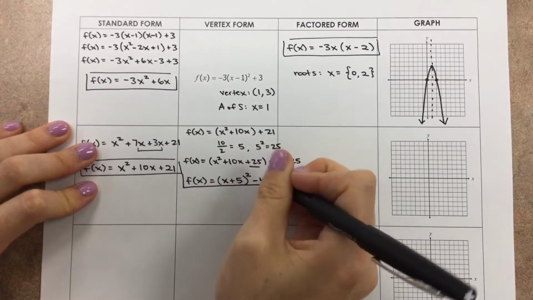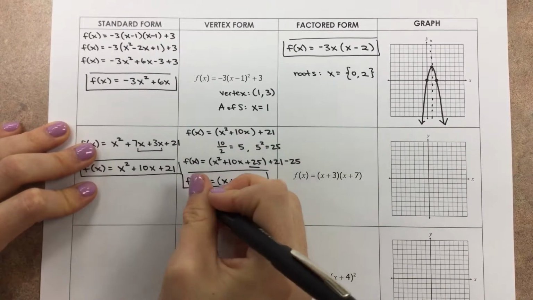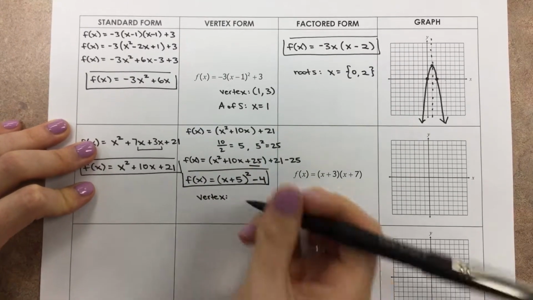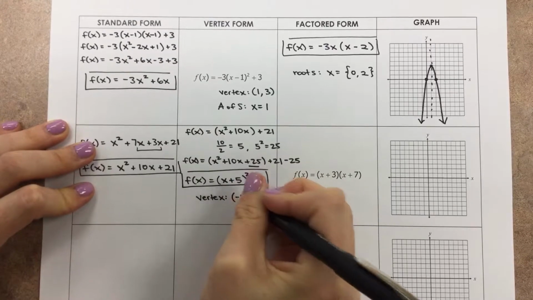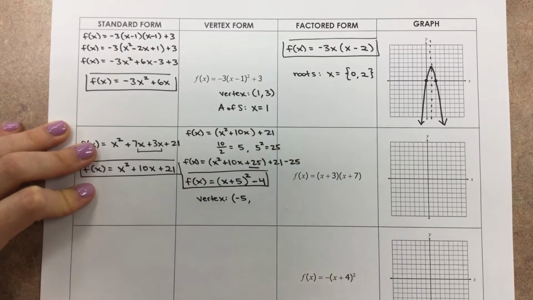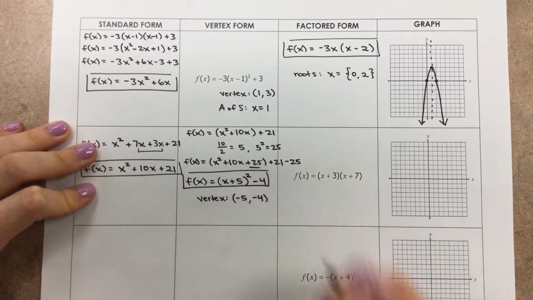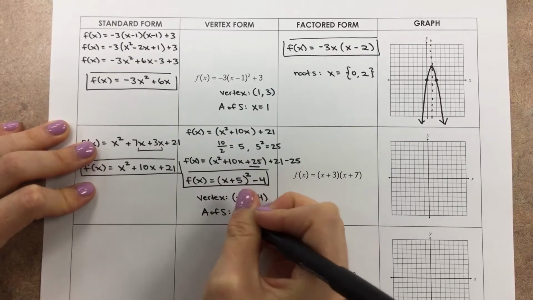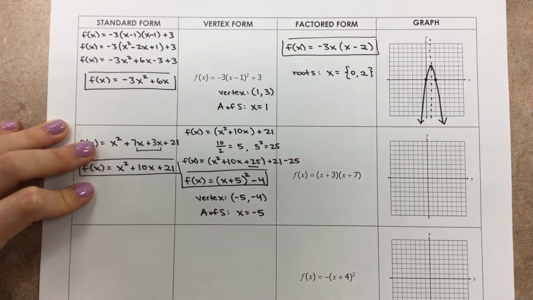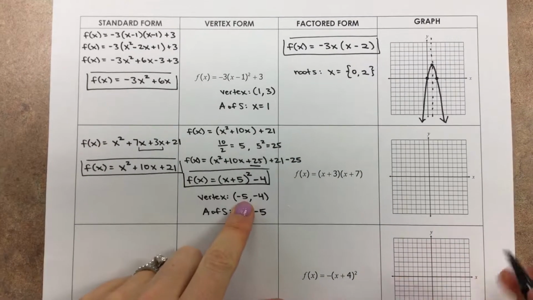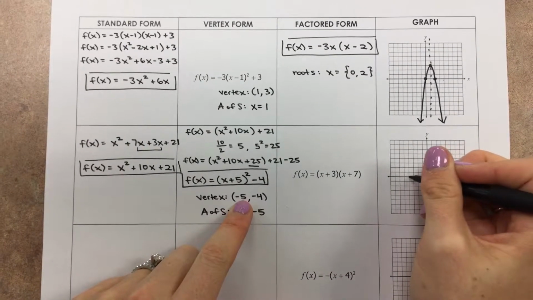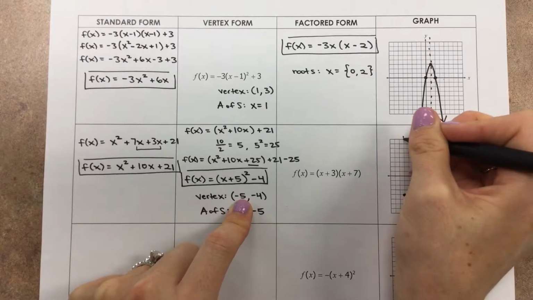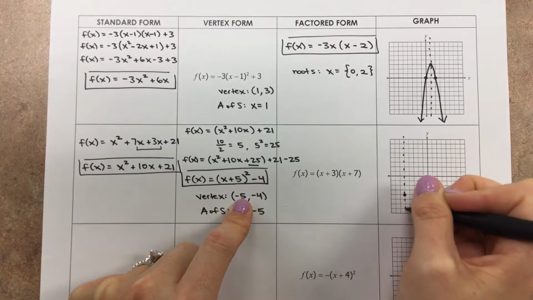So here's the form itself, and then what it tells me. My vertex, remember x is the opposite, so this is a negative 5, and then the same for y, so negative 4. And I can get my axis of symmetry. It just shares that same x value. So it's negative 5. So let's plot that. Negative 5, 1, 2, 3, 4, 5, and negative 4. And I know the axis runs right down the middle here.